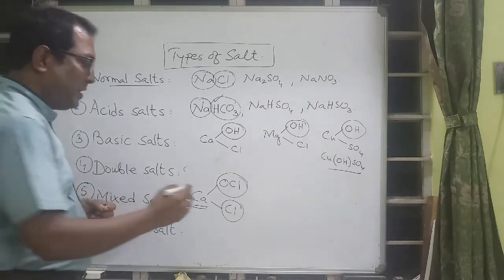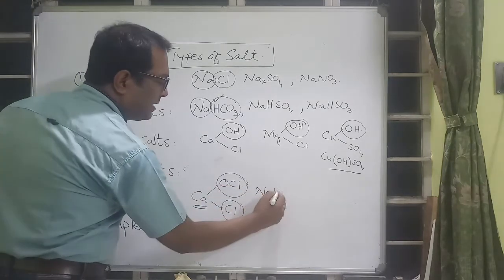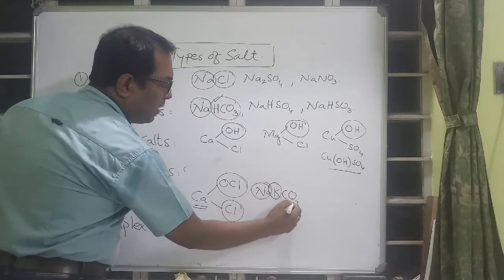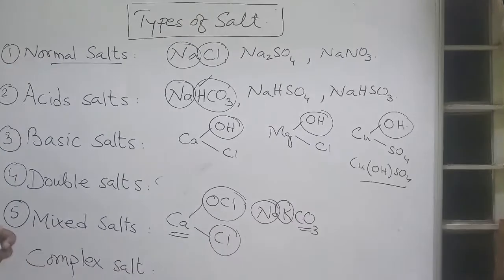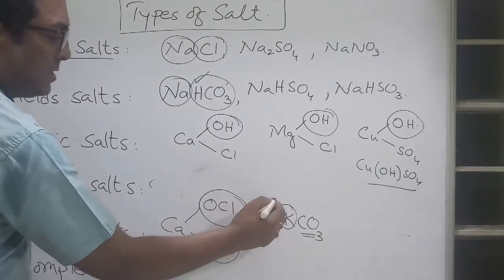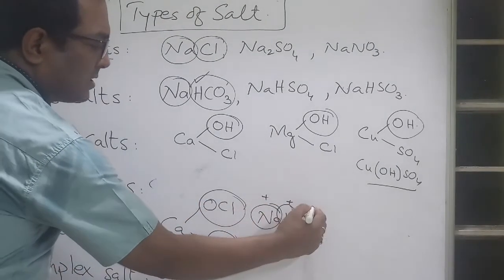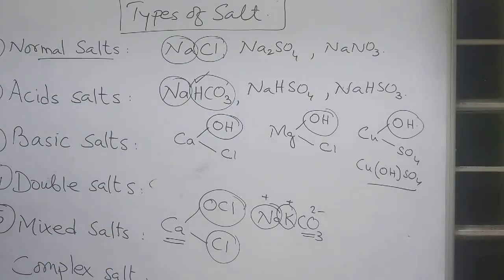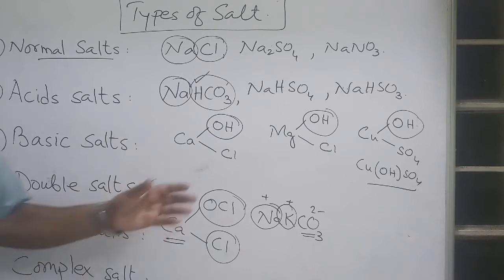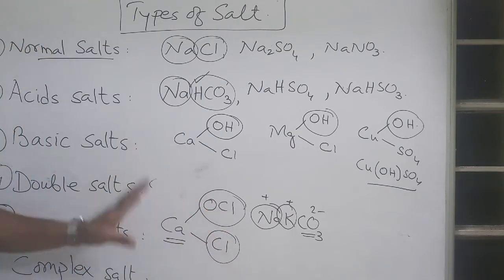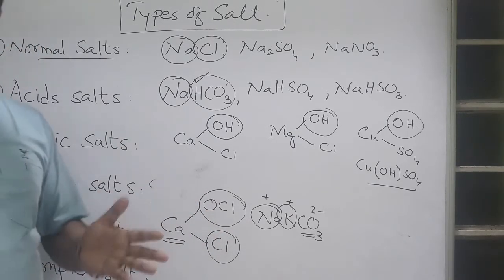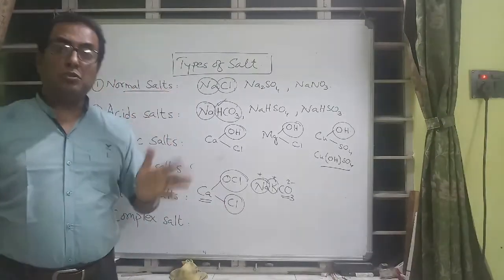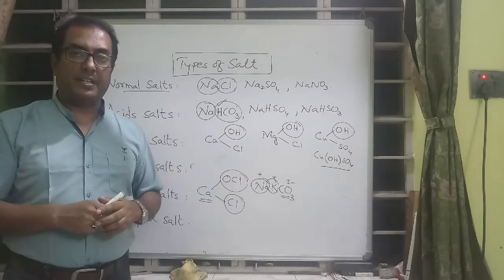In this case, we can also have NaKCO3. Here are two metal atoms and one non-metallic radical. So here you see this is Na plus, K plus, CO3 2 minus. The importance of this type of salt is that whenever you take this salt, you have either two basic radicals and one acid radical, or two acid radicals and one basic radical.